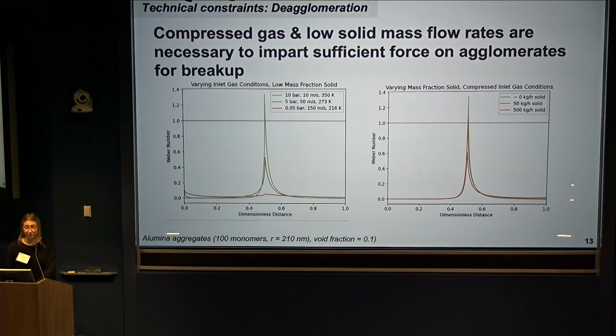As you get larger monomers, the Weber number distributions go up. It's easier to impart drag on a larger particle. And this increase is greater than the increase in the van der Waals forces for more of them with larger agglomerates. Smaller agglomerates are more difficult to break up because they're much smaller and it's harder to impart drag.